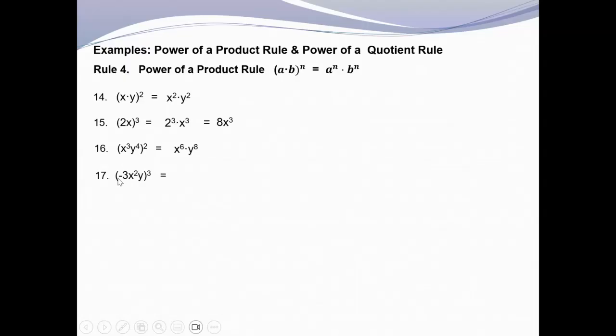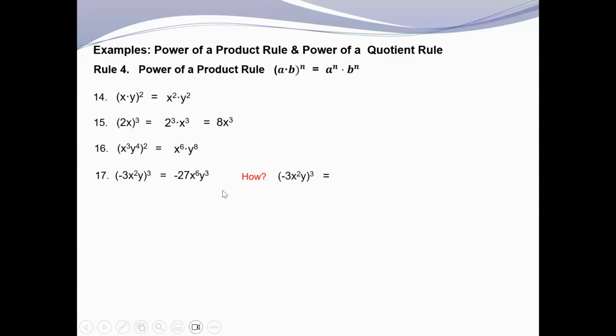Now, number 17. We know, right, if it's negative and it's with the odd power, it's going to give us a negative answer. So this will give us negative 3 cubed, which is negative 27. We have x squared, right? X squared times 3 will give us x to the 6. And y to the first power times 3 will give us y to the third power. This is my result.